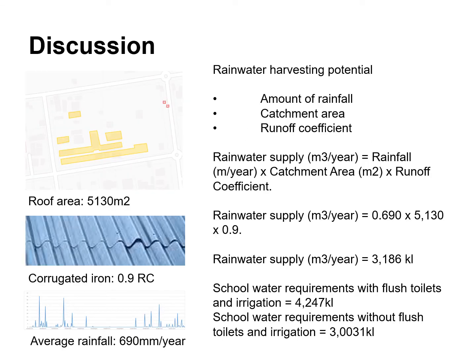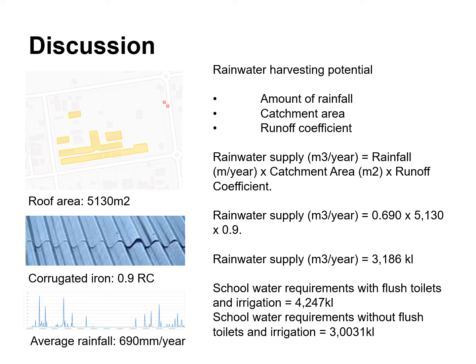So in looking at the options, one option is then to just understand rainwater harvesting potential at the school, and what this slide shows is some quick calculations to estimate the rainwater harvesting potential. So if we use the standard equation of rainwater supply in meters cubed per year, it is the rainfall in meters per year times the catchment area in meters squared times the runoff coefficient.